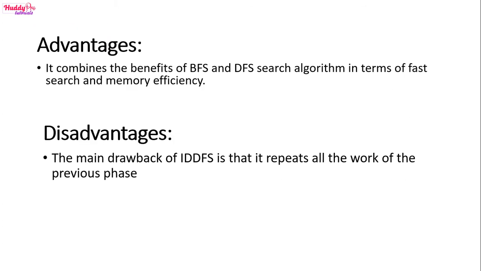Advantages of this search strategy. It combines the benefits of breadth first search and depth first search algorithms in terms of fast and memory efficiency. So fast search is for breadth first search, and then depth search has that benefit of memory efficiency, so it will combine both benefits. One disadvantage or the drawback, the main one, is that it repeats all the work of the previous phases. As we have seen, for each iteration it will repeat what it has already done.